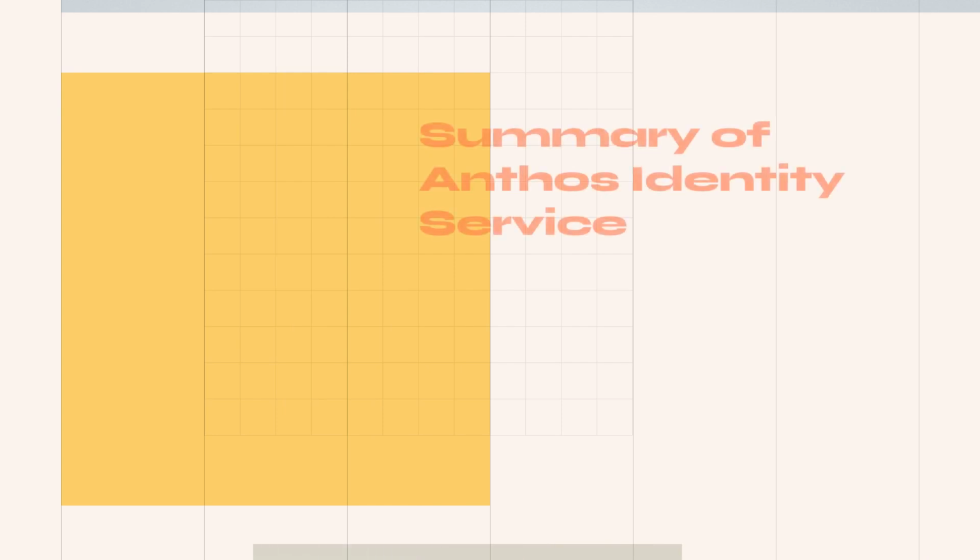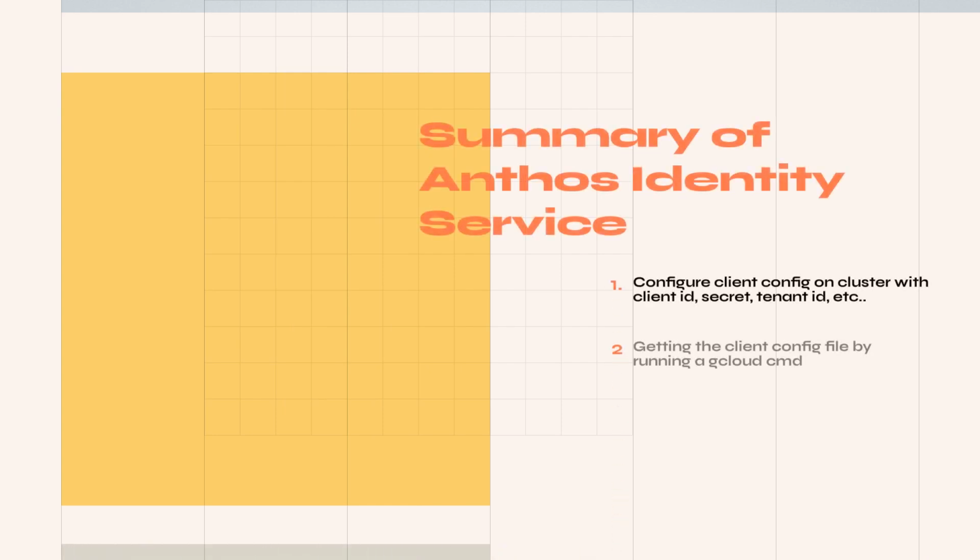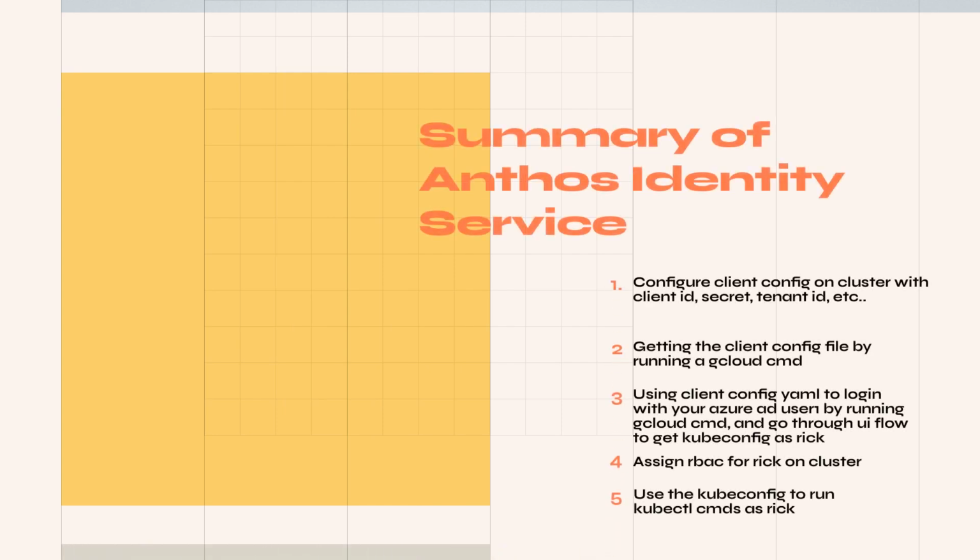Summary for configuring Anthos Identity Service with Azure AD. 1. Configure client config on cluster with client ID, secret, tenant ID, etc. 2. Get the client config file by running a gcloud command. 3. Use the client config YAML to log in with your Azure AD user by running a gcloud command, and go through the UI flow to get a kubeconfig as Rick. 4. Assign RBAC for Rick on the K8s cluster. 5. Use the kubeconfig to run kubectl commands as Rick.